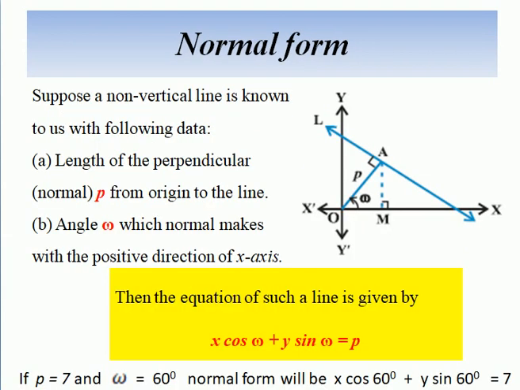Next is the normal form. The normal form can be defined as x cos omega plus y sin omega equals p. So what is omega and what is p? p is the perpendicular to the straight line from the origin, and omega is the inclination of the perpendicular with the positive direction of the x-axis.